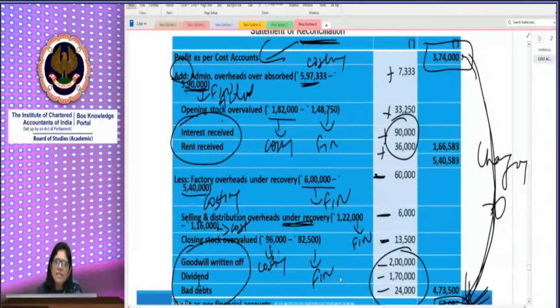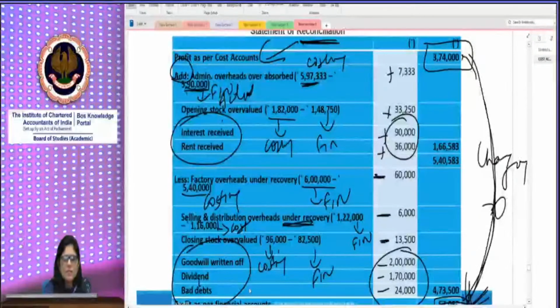Rajiv Kumar, I just explained you can take any profit as the base. In this question, financial profit is taken as the base and we are reconciling costing. You can do it the other way around also. So students, see this question, we have taken cost accounting. We are reconciling cost accounting with financial profit. You do this question, repeat it. Take the costing profit as the base.